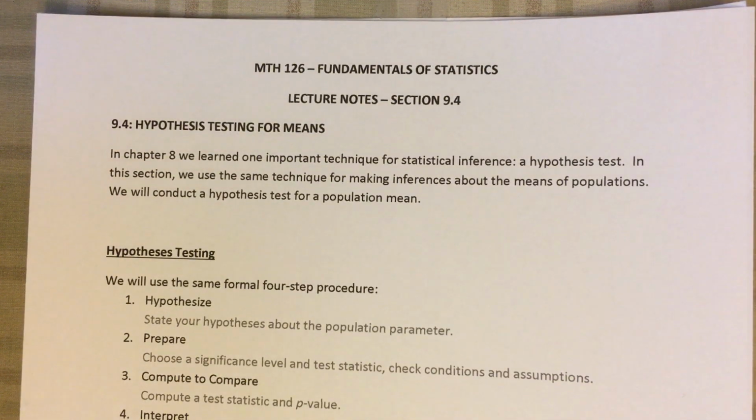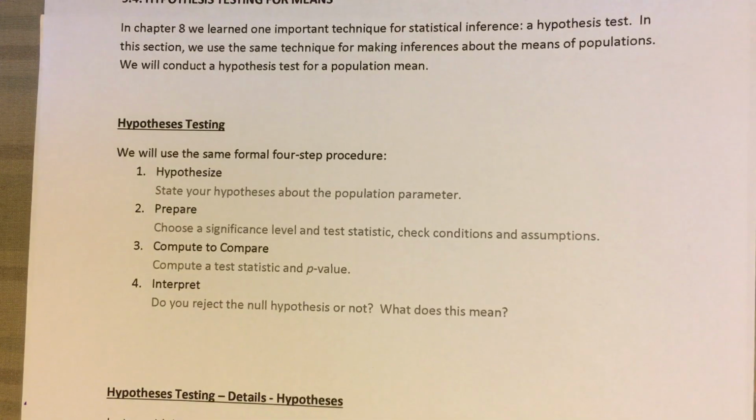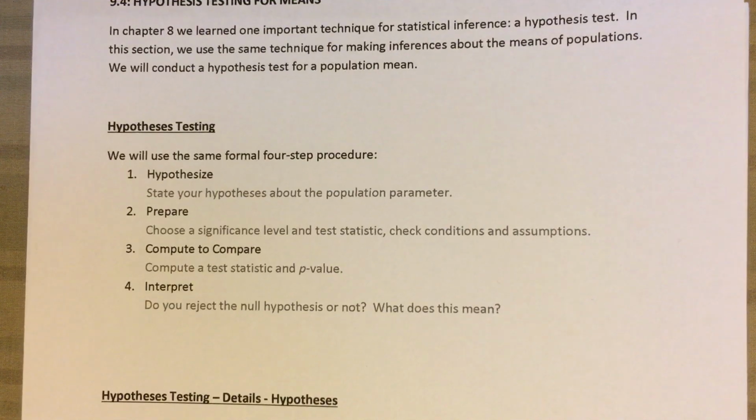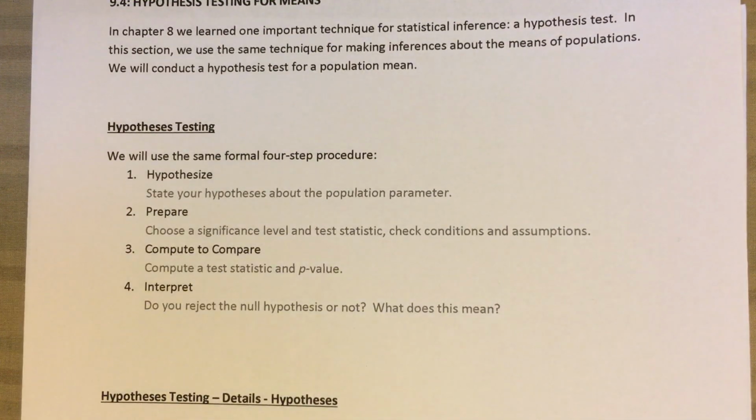So we just spent Chapter 8 talking about hypothesis tests, and as we were going through those hypothesis tests, we were using them for testing different claims about population proportions. Now in this section we're going to do a hypothesis test for population means. We're going to use our same procedure. Right, we're going to start by stating our hypotheses. The difference is our hypotheses are going to have a mu instead of a p.